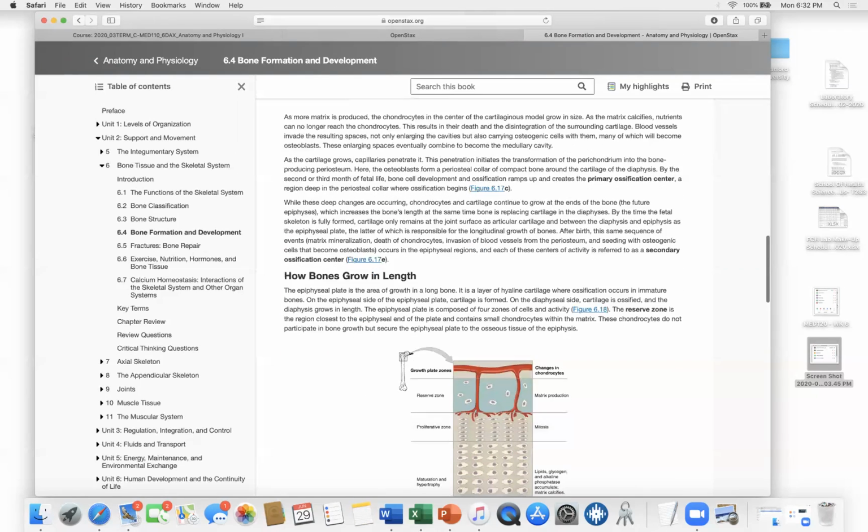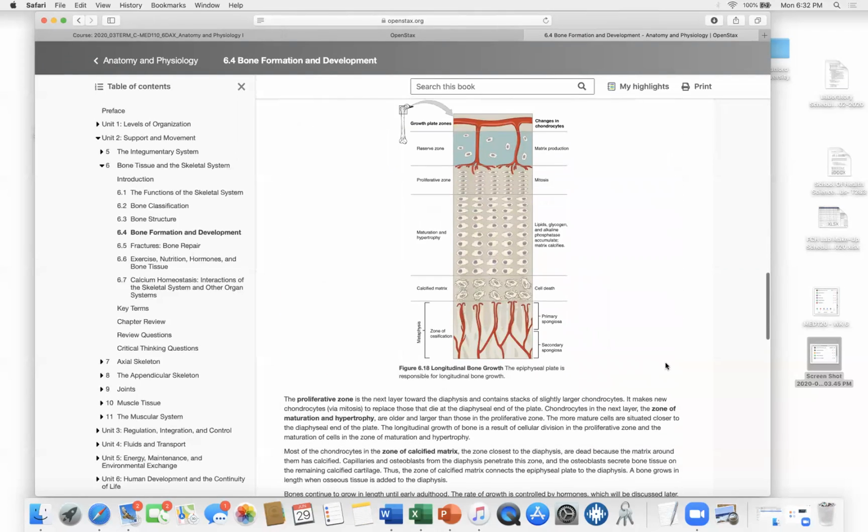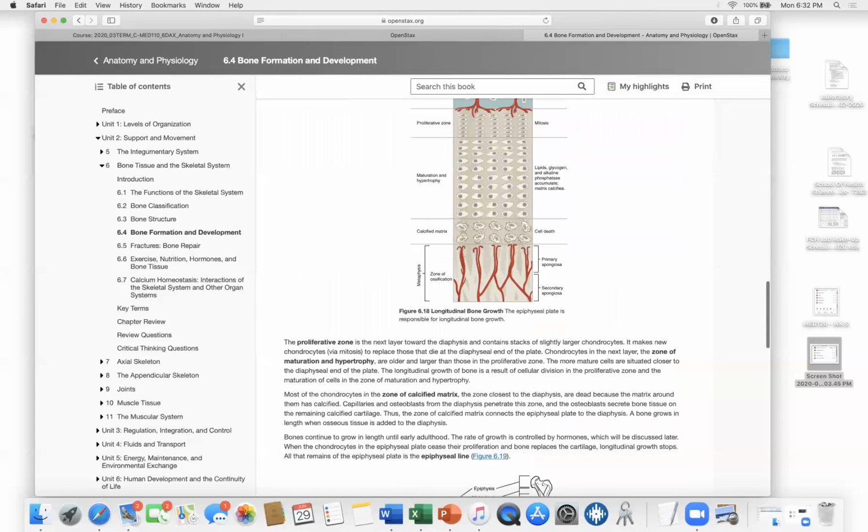Every textbook always talks about how bones grow. But let's talk about how bones break.